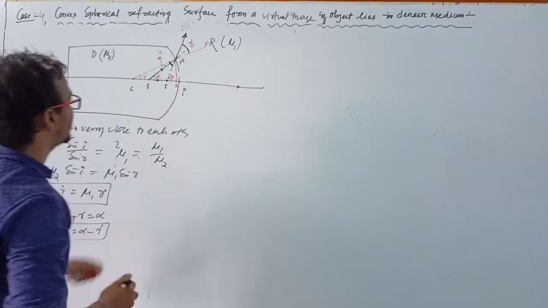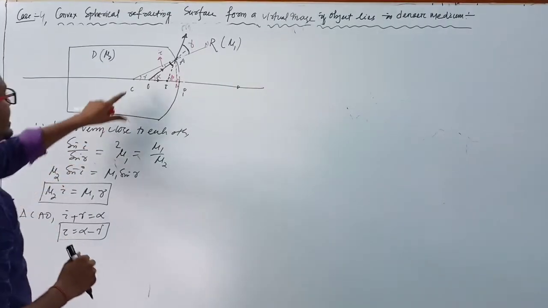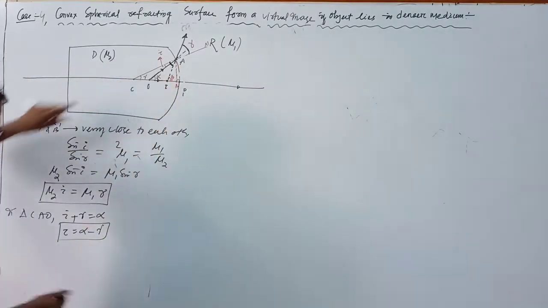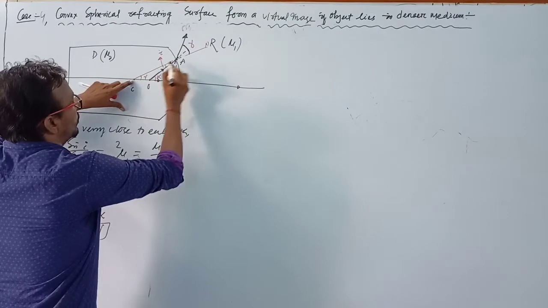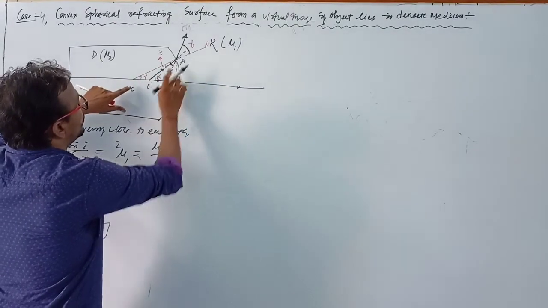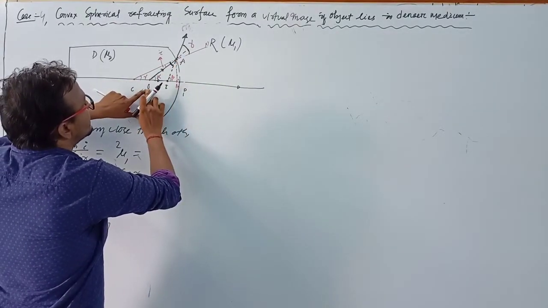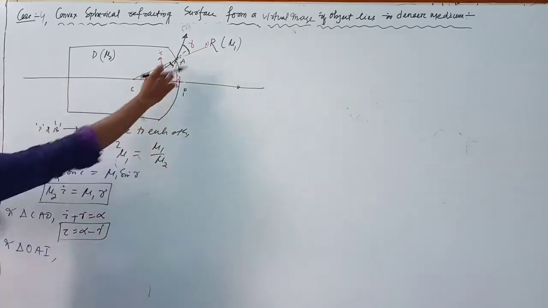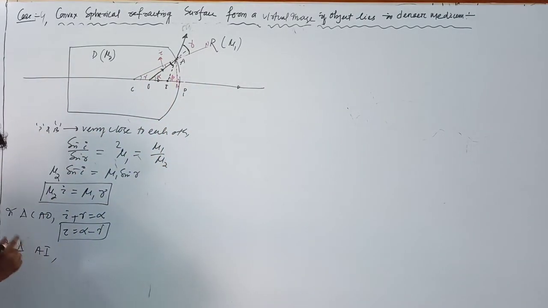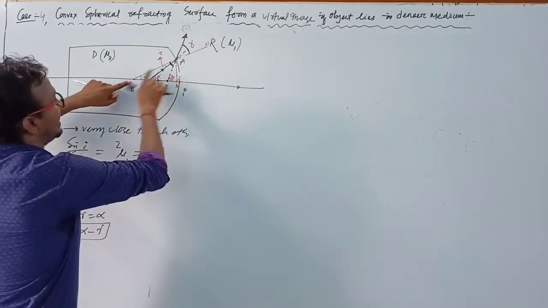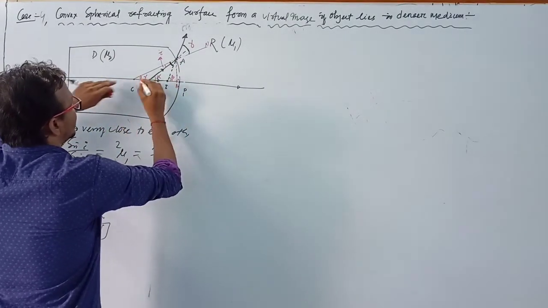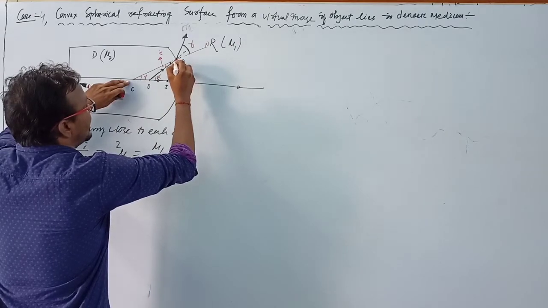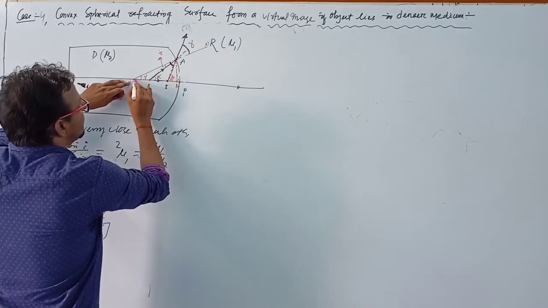Clear? So look at the triangle OAI. In triangle CAI, this triangle, if I draw the diagram, CAI, this triangle.